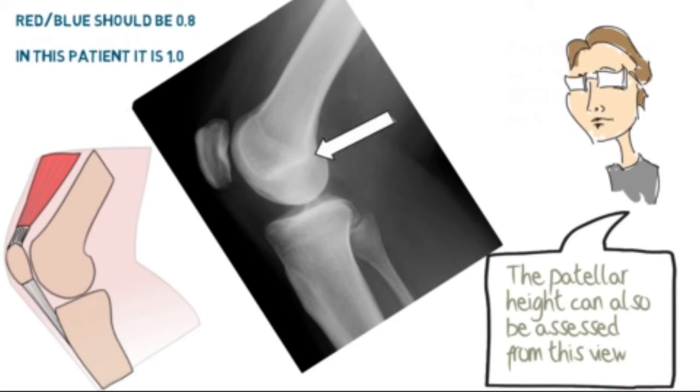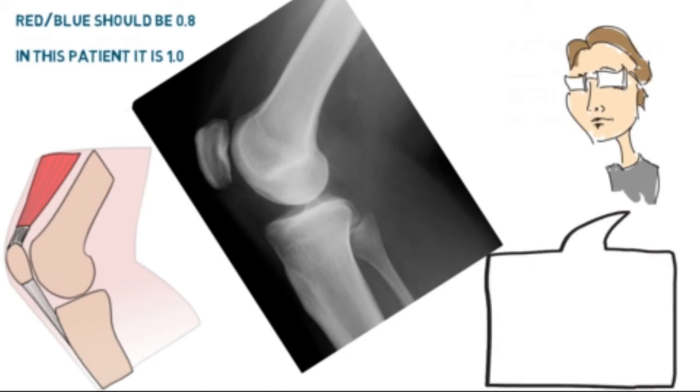Another way of measuring patella height is by using Blumensaat's line, a linear shadow on the X-ray which represents the inside roof or notch between the two rounded ends of the femur. Normally, if one extends this line, the patella would be sitting on it. Again, in this case, it's a bit higher than normal.